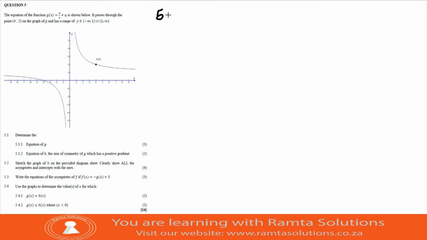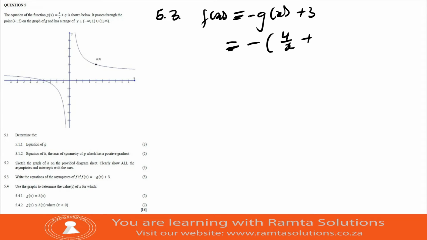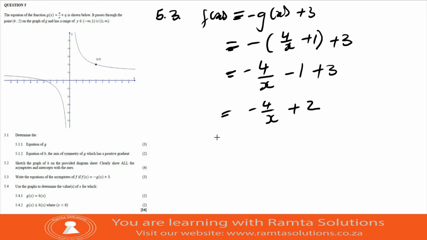So 5.3 says write the equations of the asymptotes of f if f of x is equal to negative g of x plus 3. We don't know what f of x is, but we know what g of x is. It was 4 over x plus 1 plus 3. This is negative 4 over x minus 1 plus 3, which is negative 4 over x plus 2.